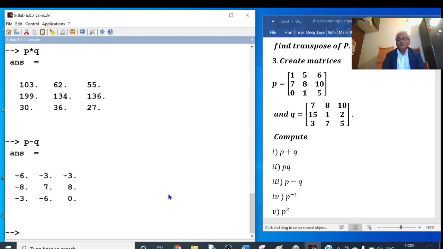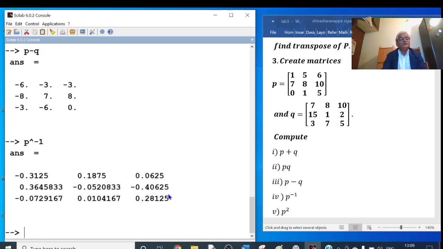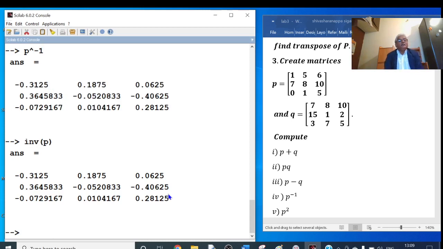P to the power of minus 1. I will use the caret here. Just I will try P to the power of minus 1. I am getting something here. Now if I write inv of P, what happens? Are they the same here? Yes. That is, P to the power of minus 1 is nothing but the inverse of P. P square. Let me write like this.